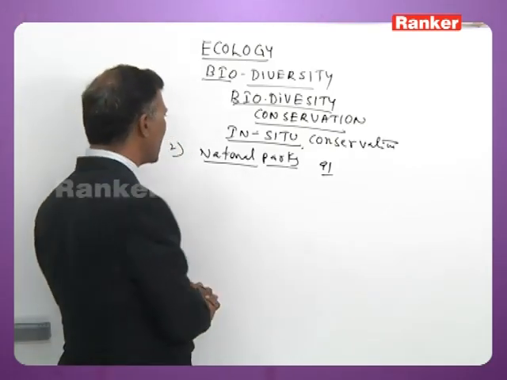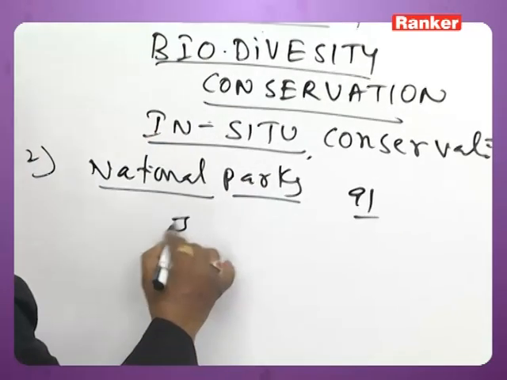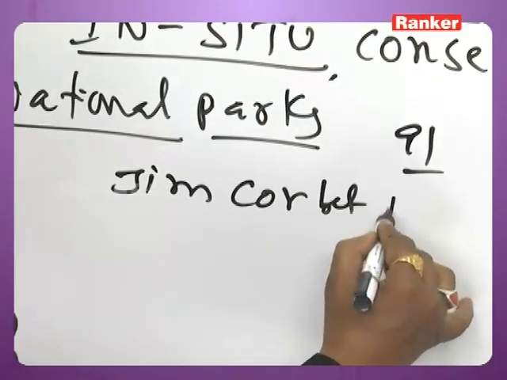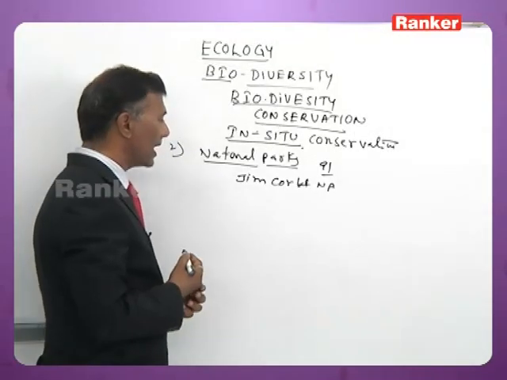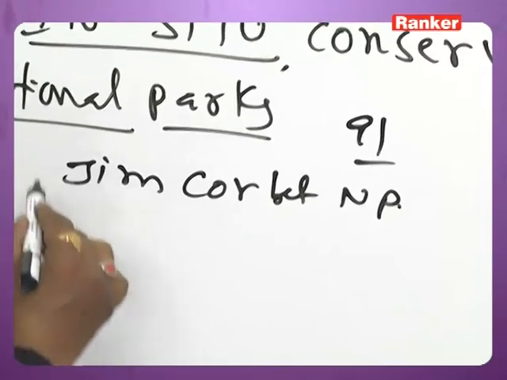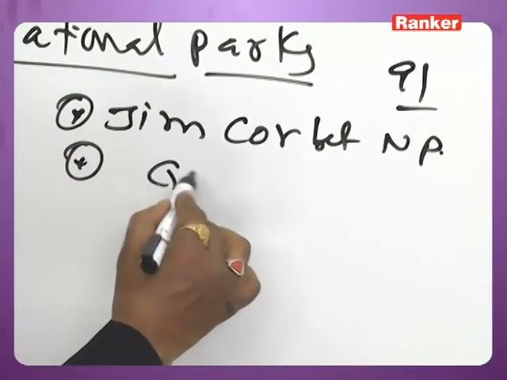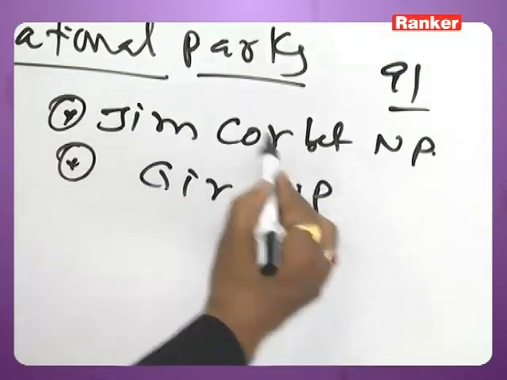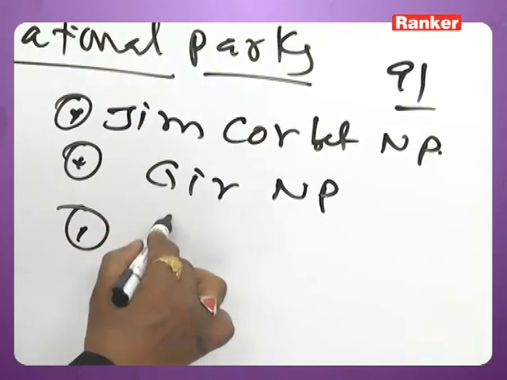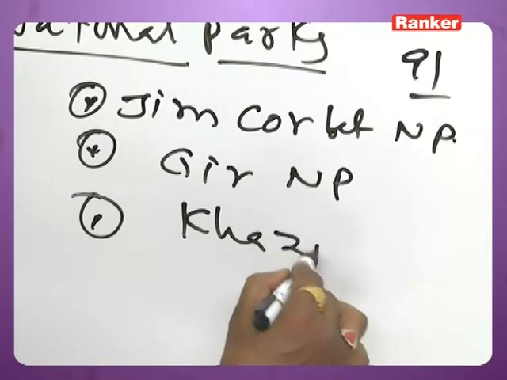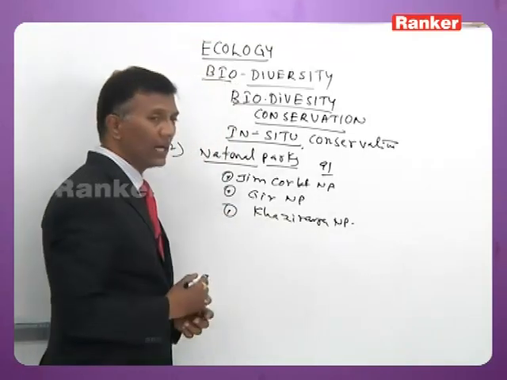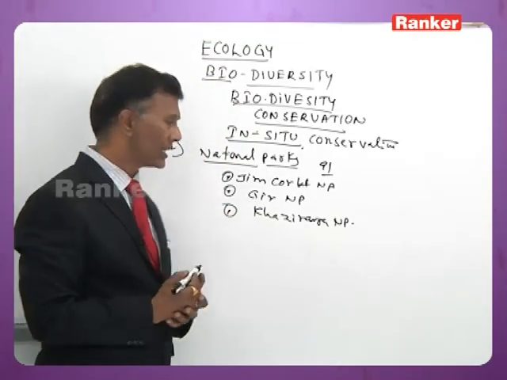The first national park started in India is Jim Corbett National Park. It is there in Uttaranchal. Then the next one is Gir National Park, which is famous for lions. It is there in Gujarat. Then next you have Kaziranga National Park. It is there in Assam. It is known for the one-horned rhinoceros.